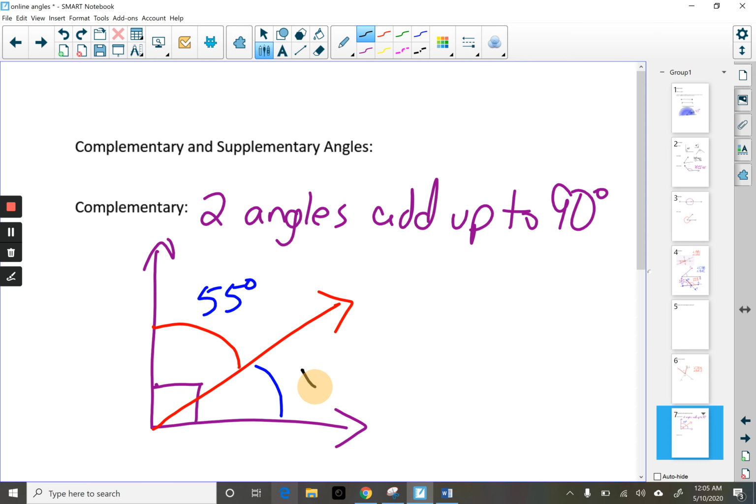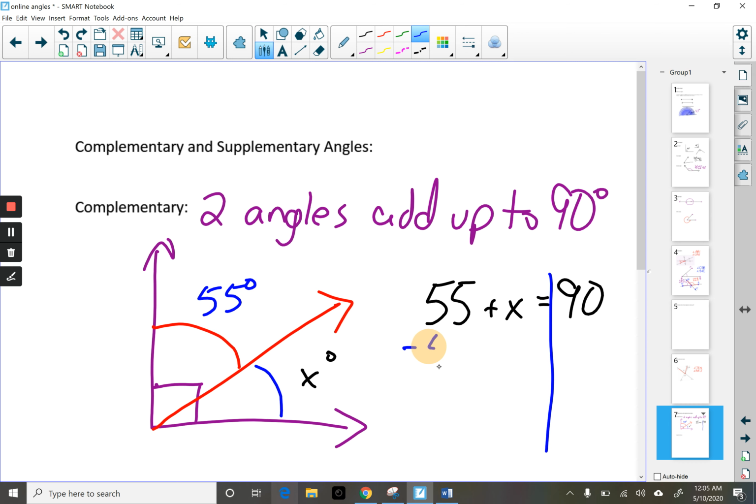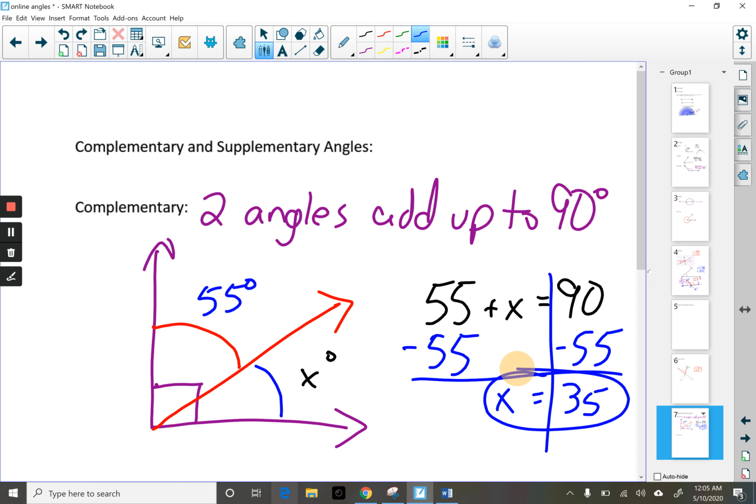What does this angle have to equal? Well, very simply, 55 plus this angle equals 90. Set up the equation, subtract, and the other angle is 35 degrees. Answer. Any questions?